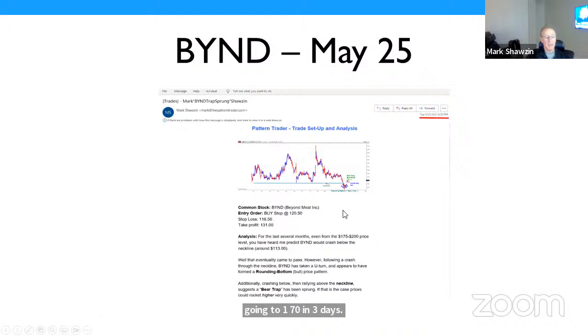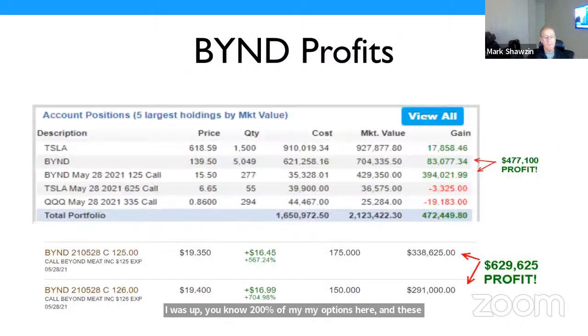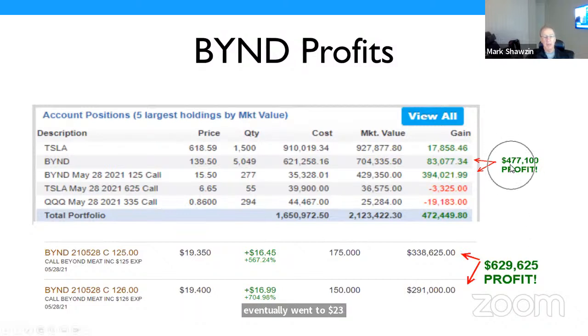Now, I bought the stock and I bought the options. And I ended up making a boatload. You can see I bought these options at $1.50. I was up, you know, 200% on my options here. And these eventually went to $23. So I made this much money on the stock. I made that much money on the options and a whole bunch more. You can see the options that were $2 in that graphic were trading at $19 there.